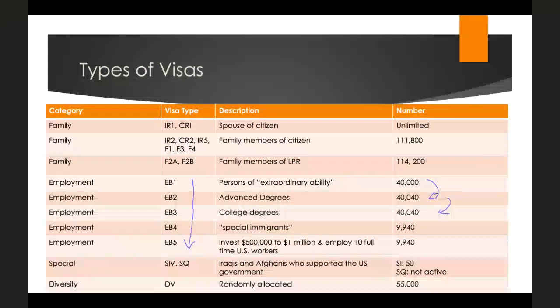Then there are 55,000 diversity visas, and these are randomly allocated to nationals from countries that have sent fewer than 50,000 immigrants to the United States in the previous 5 years. And these are randomly allocated. This is when people talk about the visa lottery; this is what these visas are referred to.